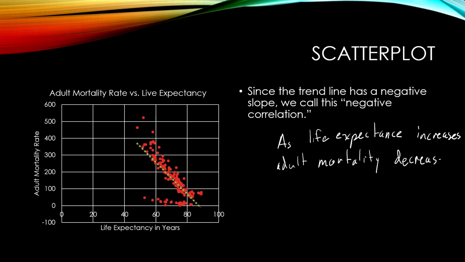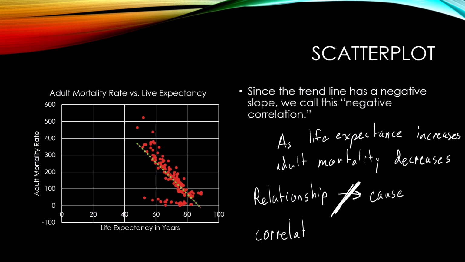Now, we're not saying one causes the other. We're just saying there's a relationship. They seem to have this relationship. We don't know why. So just because there's a relationship, that does not mean there's a cause. Or, as the old statistics phrase goes, correlation is not causation.